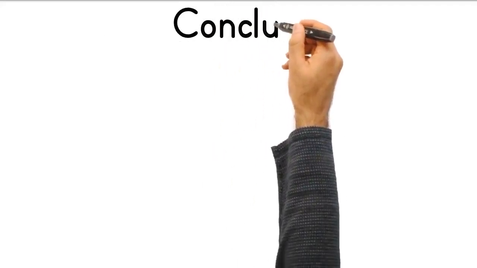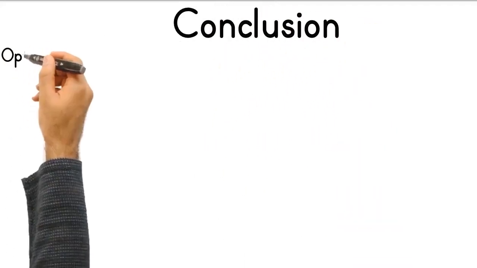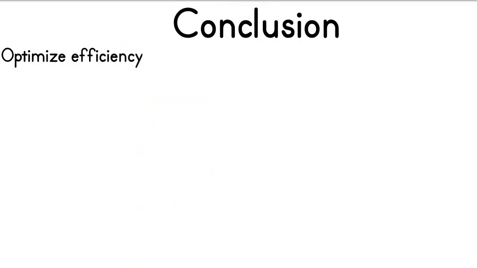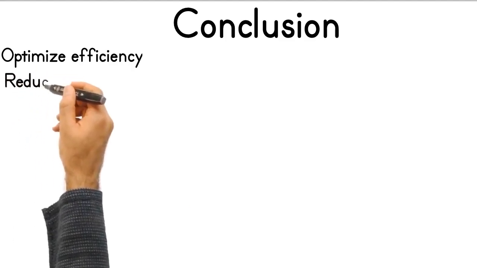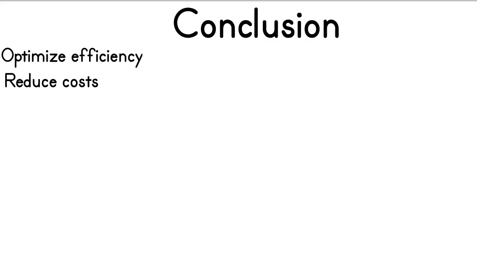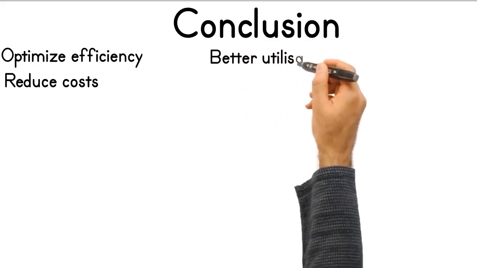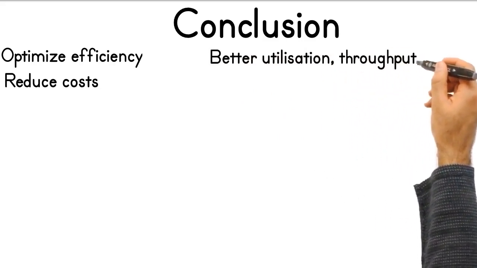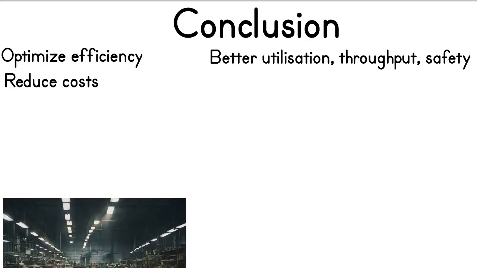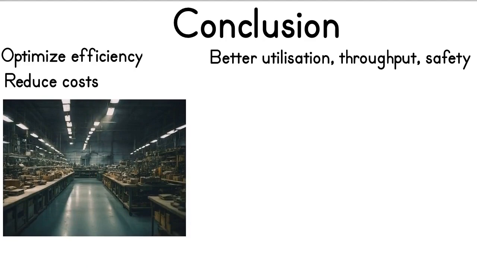In conclusion, material handling and layout improvement are key aspects of optimizing production efficiency and reducing operational costs in manufacturing, warehousing, and logistics environments. By improving the way materials are handled, stored, and moved, and by redesigning the layout of workspaces and production lines, businesses can achieve better resource utilization, increased throughput, and enhanced safety. Ongoing analysis and continuous improvement of these processes are essential for staying competitive in today's fast-paced production environment.